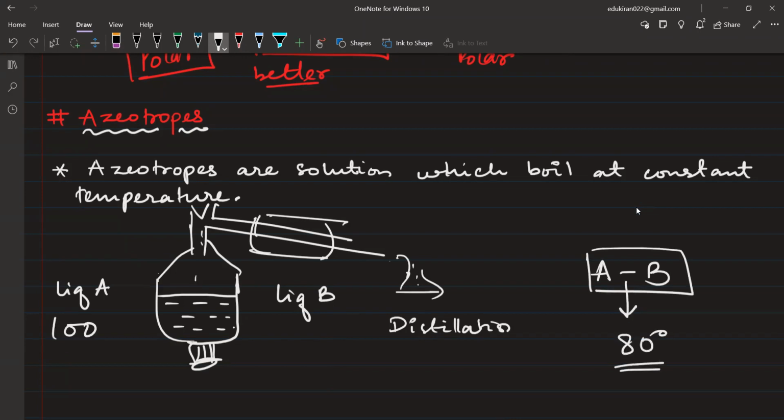Now, individually, what was liquid A's boiling point? 100 degrees Celsius. What was liquid B's? 60 degrees Celsius. Okay? I'm just taking some numbers. Okay, these are not exact values.